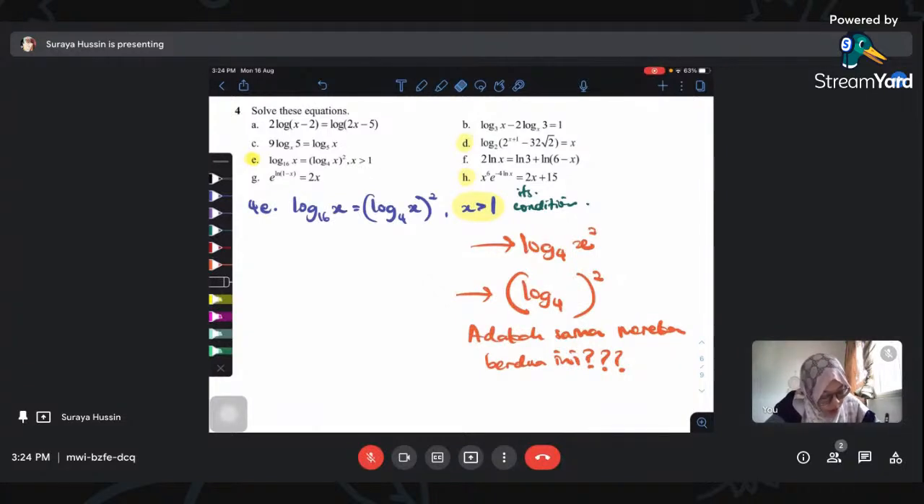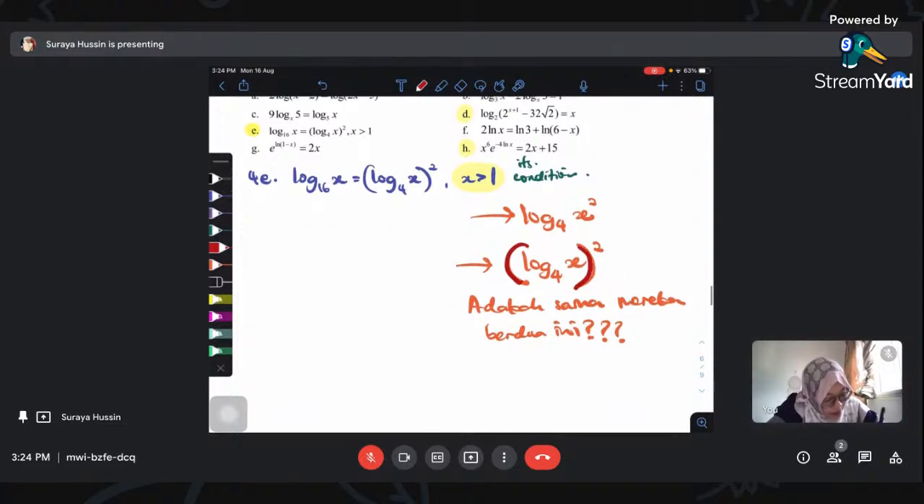Some of you must respond me. Should respond. Tak kisah. Sumayang kata tidak sama. Lagi-lagi Farahin kata tak sama. Dayang, Azra, River, Alicia said that they are not the same. Mereka adalah tidak sama sekali. Sebab apa? Sebab dia ada bracket.